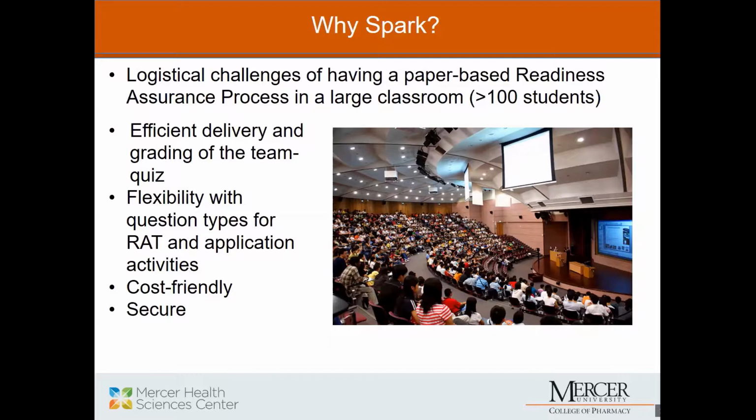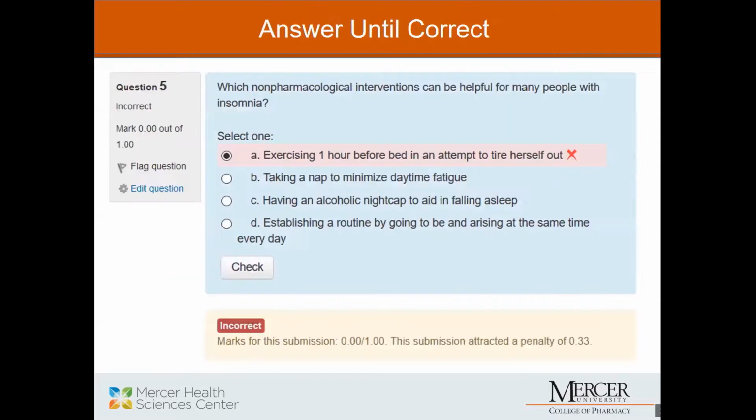Spark also allows us to use different types of questions for the readiness assurance test, as well as application activities, and you'll see some examples of those. Spark is also very cost-friendly, and it is secure. As Dr. Proctor mentioned, it's compatible with the Respondus Lockdown browser. Here you'll see, in the next few slides, some examples of different types of questions.